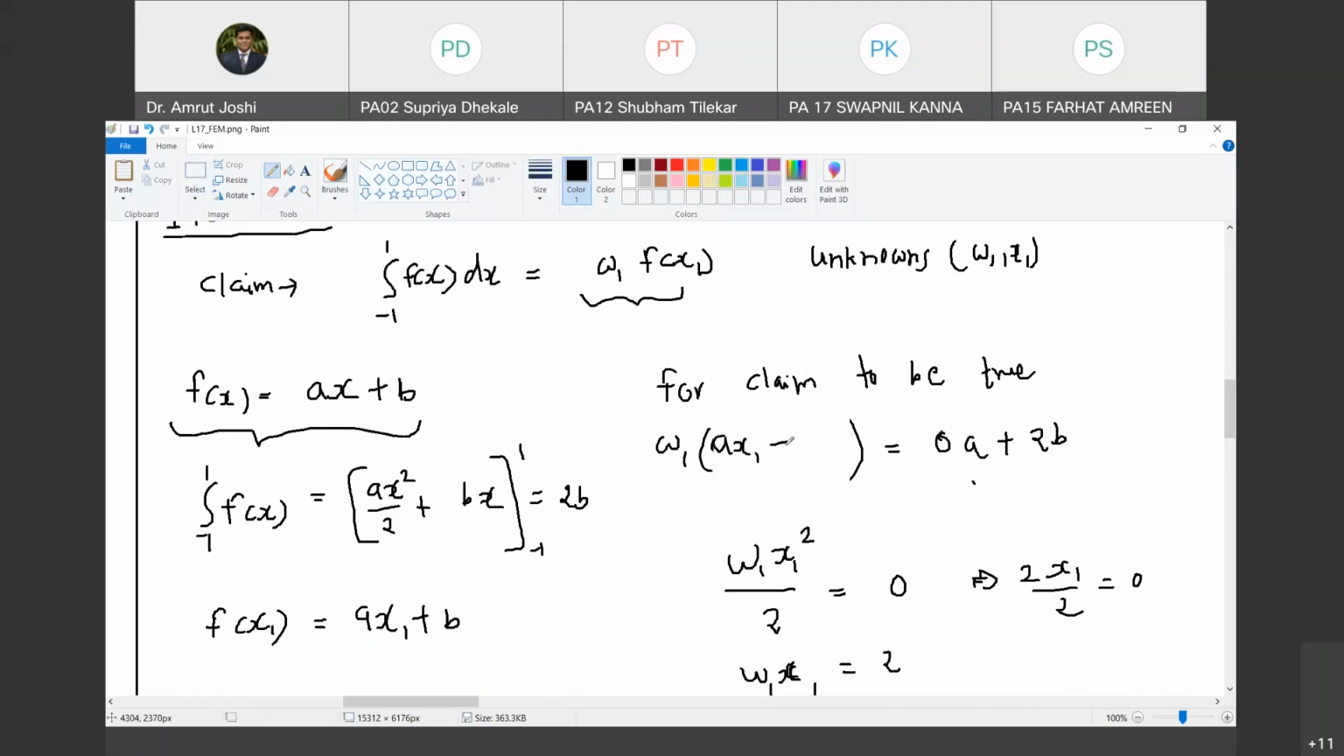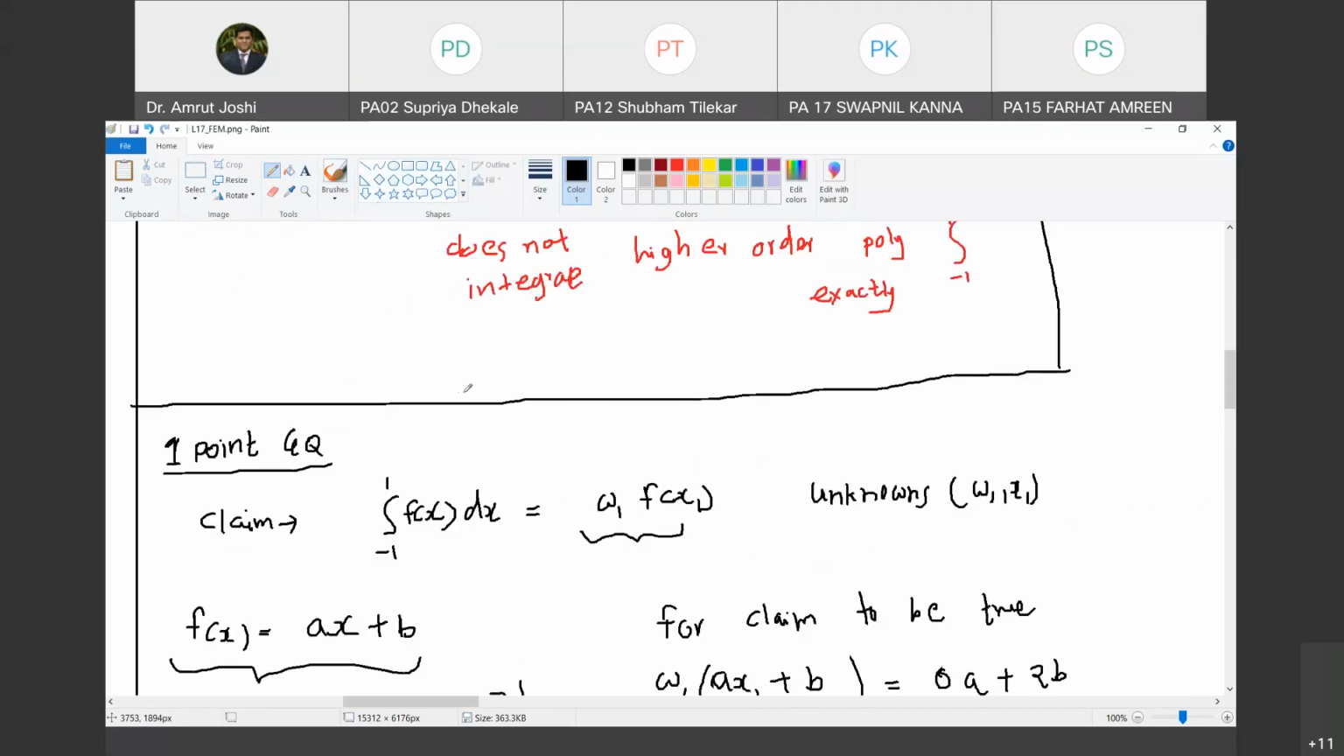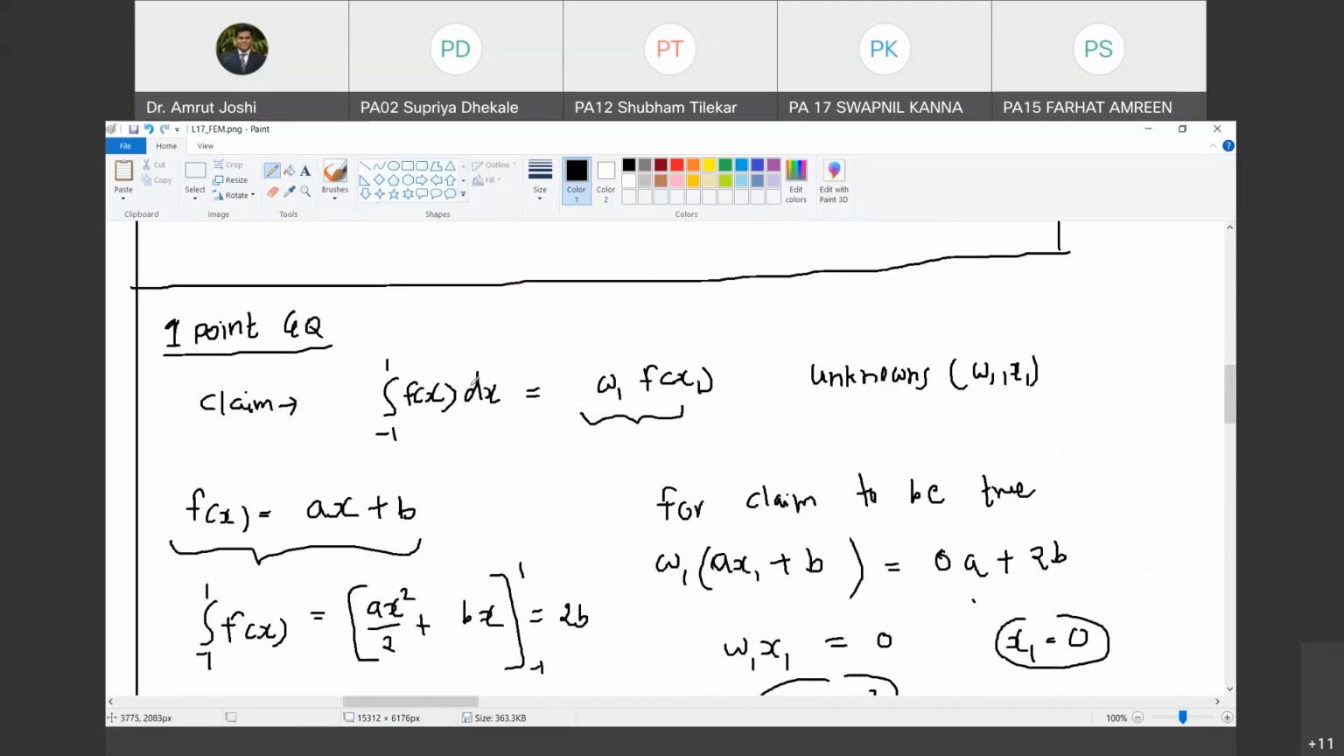Yes, sir. I'm sorry. So now, what are the two equations that I get if I equate the coefficients? Well, w1 x1 must be equal to 0. Are you with me? Yes. And second, b must be equal to 2, so w1 must be equal to 2. Happy? So therefore x1 equal to 0. So x1 is 0 and w1 is 2 for the claim to be true. Happy? Yes, sir.